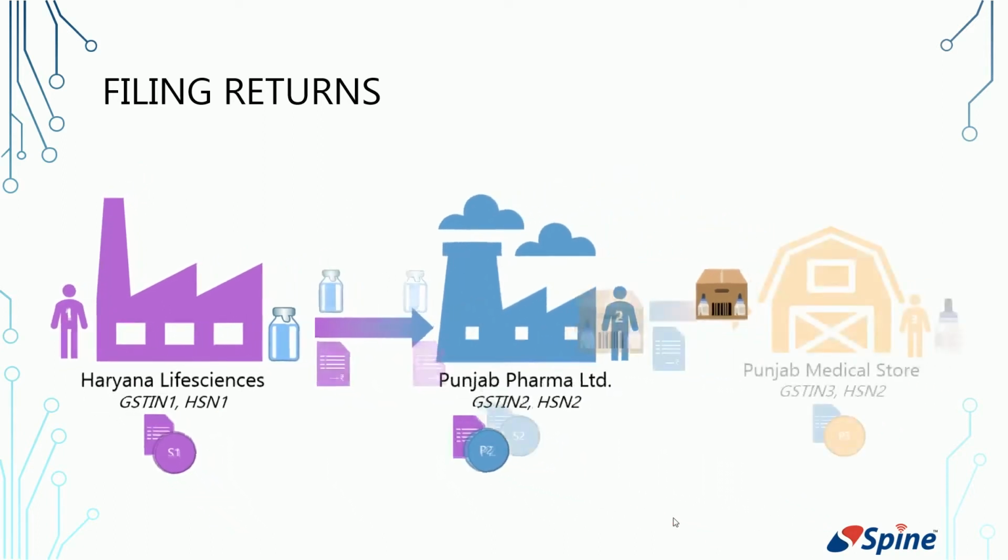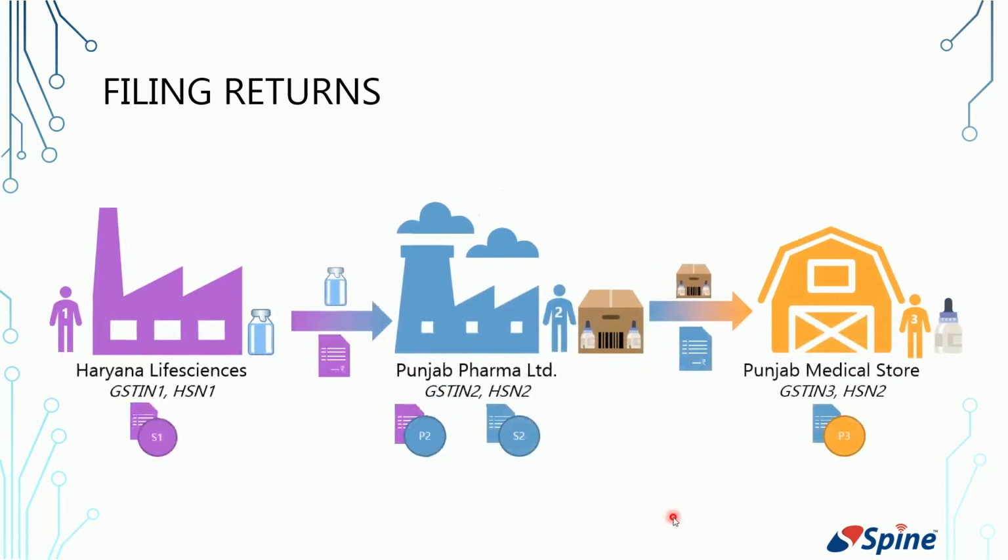Punjab Pharma then sends this finished product to the distributor, Punjab Medical Store, shown in yellow. Punjab Medical Store has GSTIN3, and HSN2, since the product is the same. It stores inward supply details in P3. As it must be clear from the naming convention, I have kept one of the supplies of goods from Haryana to Punjab, that is, interstate supply, and the second one from Punjab to Punjab, that is, intrastate supply.